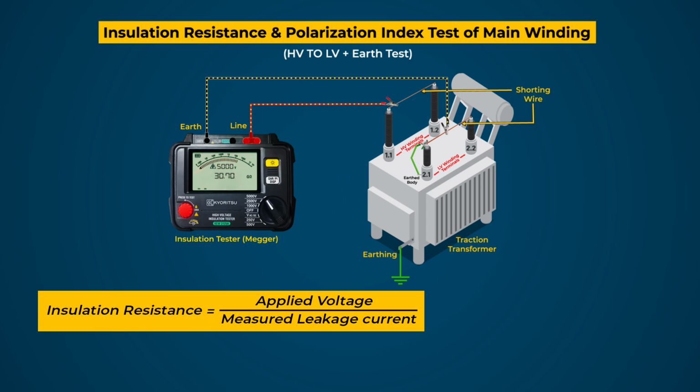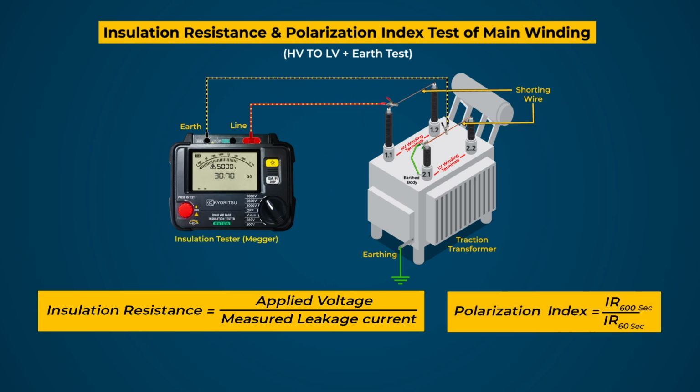By the same test arrangement, the polarization index test may be performed by measuring the IR value for 600 seconds and 60 seconds, and the PI value is nothing but the ratio of IR values for 600 seconds and 60 seconds.